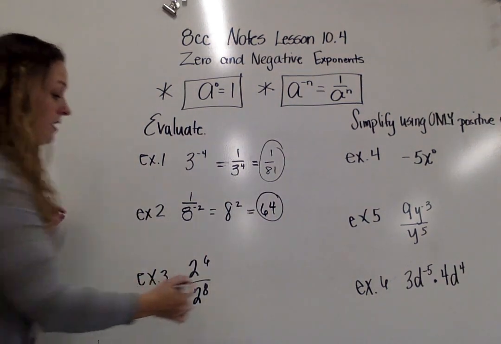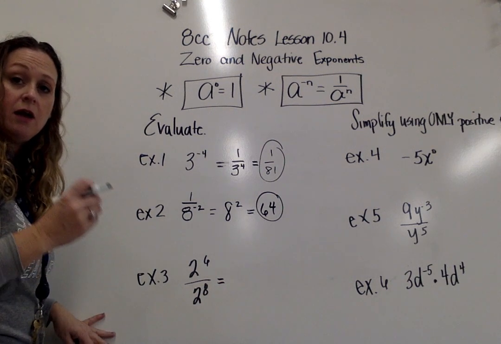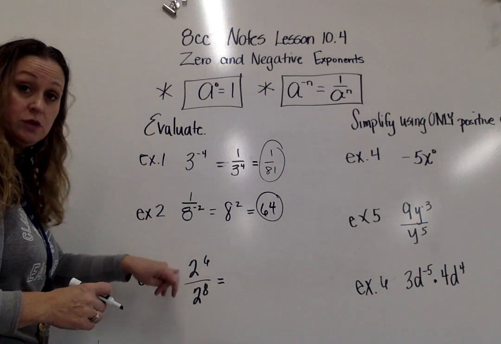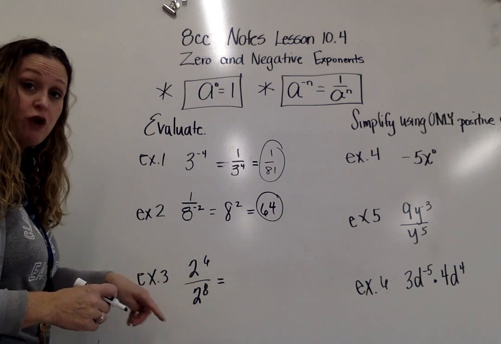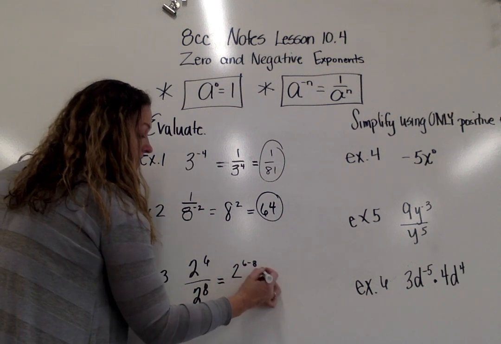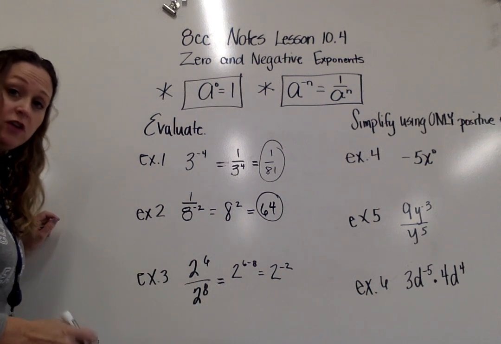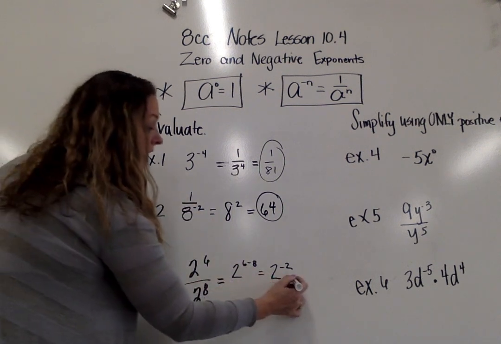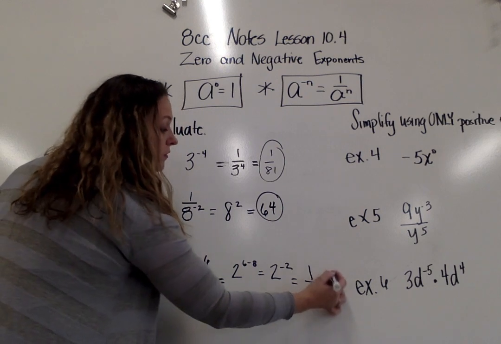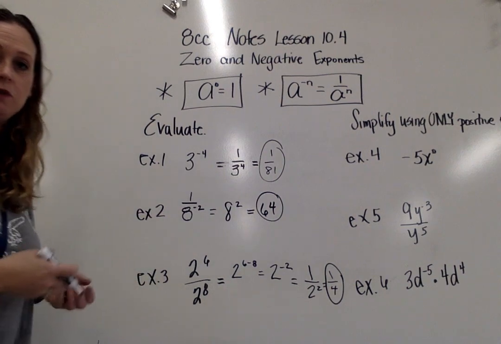In example 3, I'm going to use my rules from the quotient power property, in which when I have the same base in the numerator and the denominator, I subtract my exponents. So I have 6 minus 8. 6 minus 8 is negative 2. In order to evaluate 2 to the negative 2, I simply rewrite it as 1 over 2 squared. And 1 over 2 squared is 1 over 2 times 2, which equals 1 over 4.